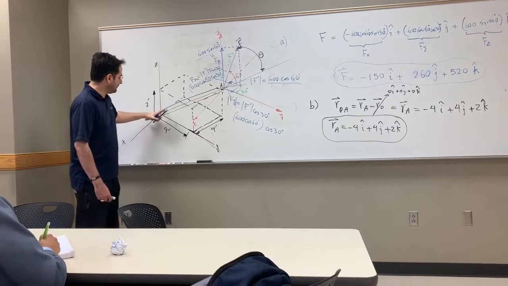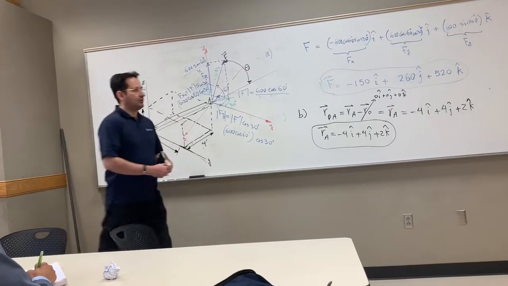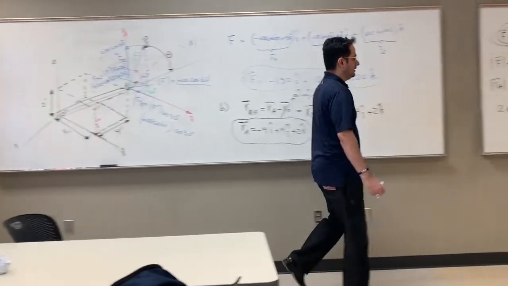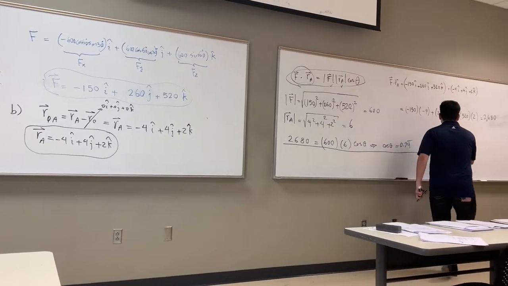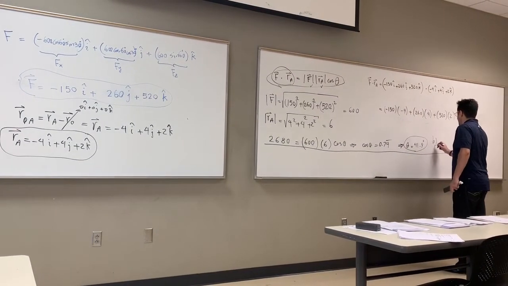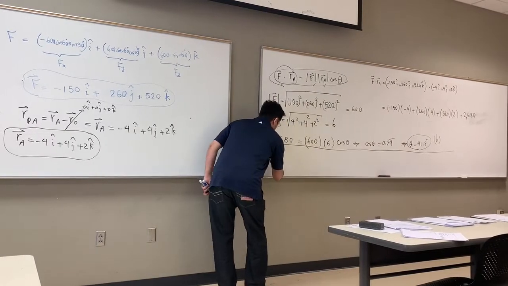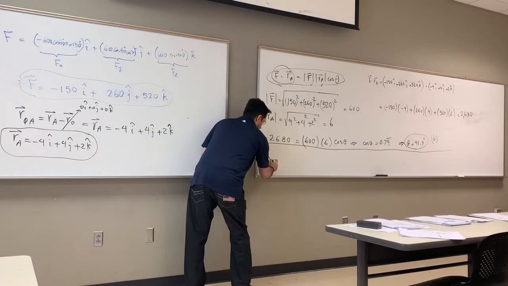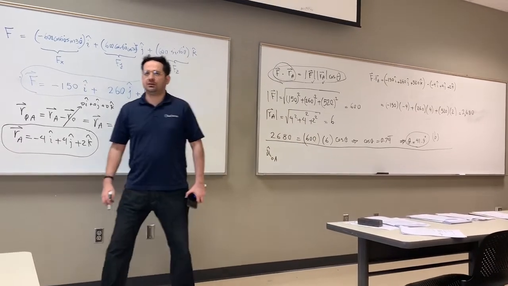So let's find the unit vector in the direction O to A. So the unit vector, I write it here. This is part B. Now I want to do part C. So I need to have the unit vector from O to A. So how can I create this unit vector?